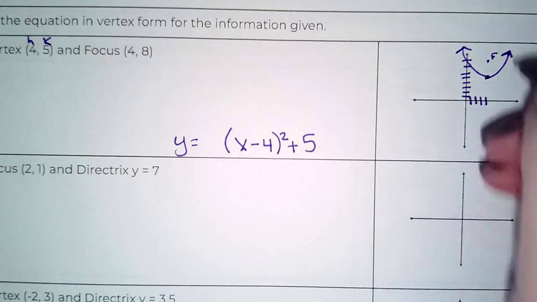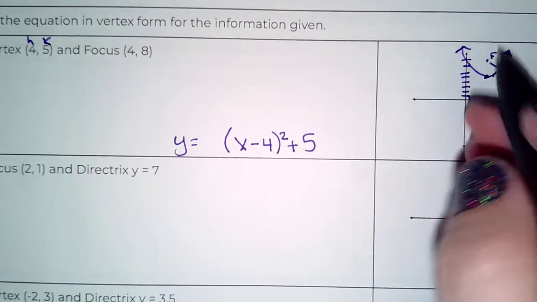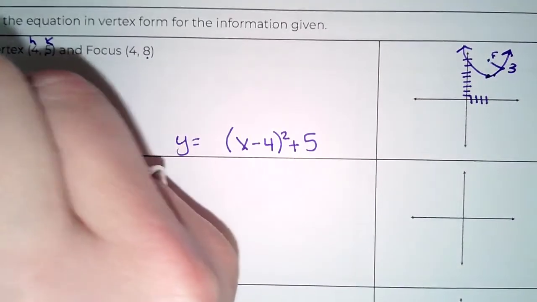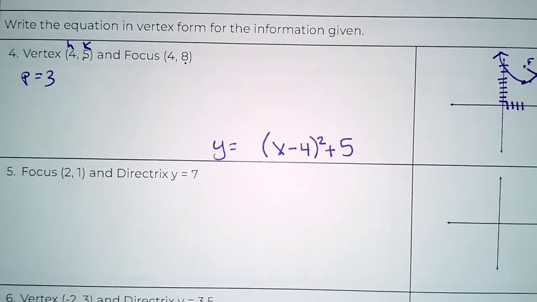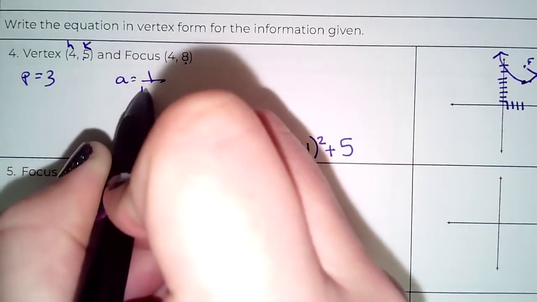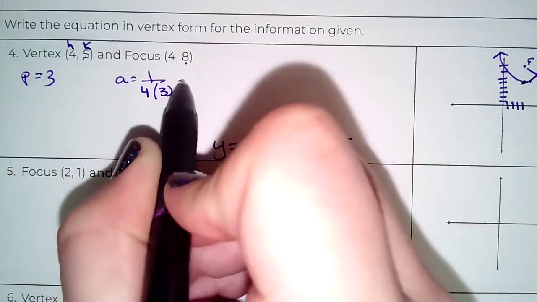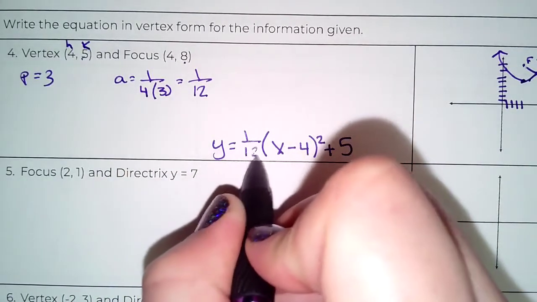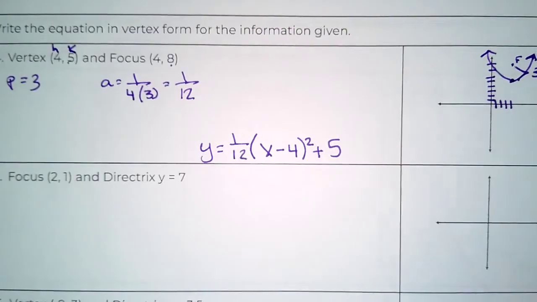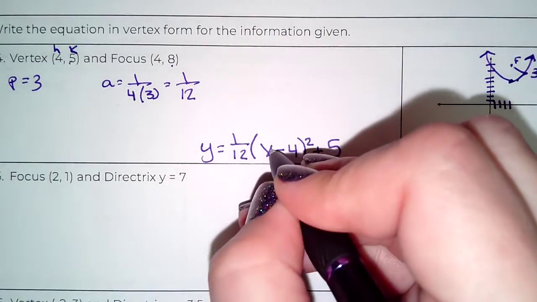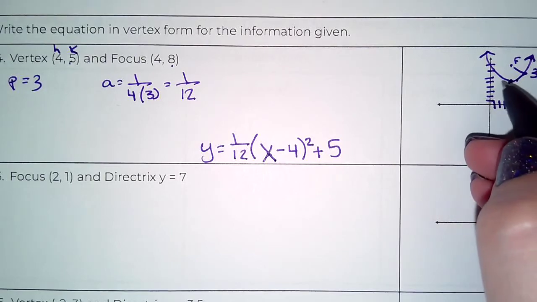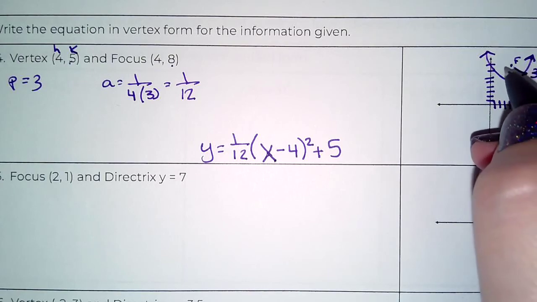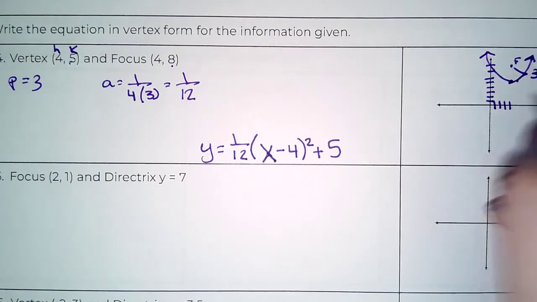So let's find the period. How far away are these numbers? Well, what is 8 minus 5? 3. So if our period is 3, now we can find our a value, because a equals 1 over 4p. p is 3, so 1 over 12. And I know it's positive because it's opening upwards. Once I graphed my vertex and the focus was above it, I know the focus point is inside the parabola and the directrix is outside.